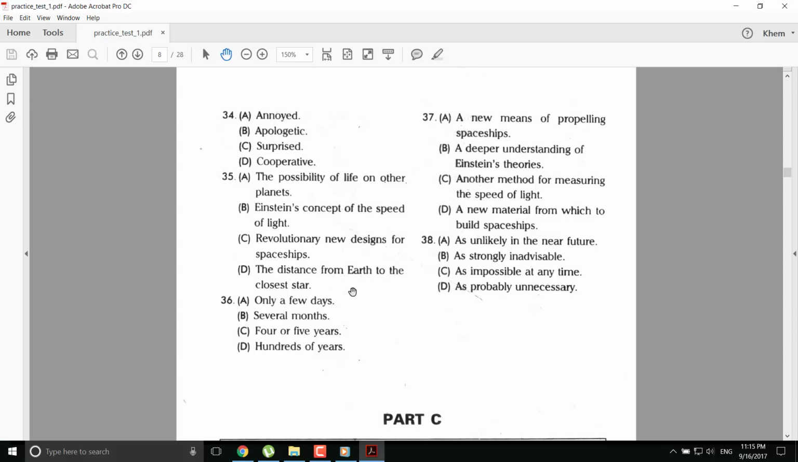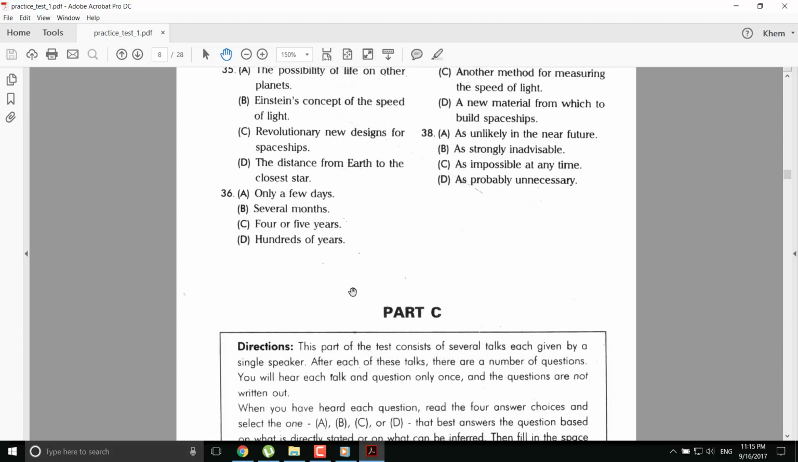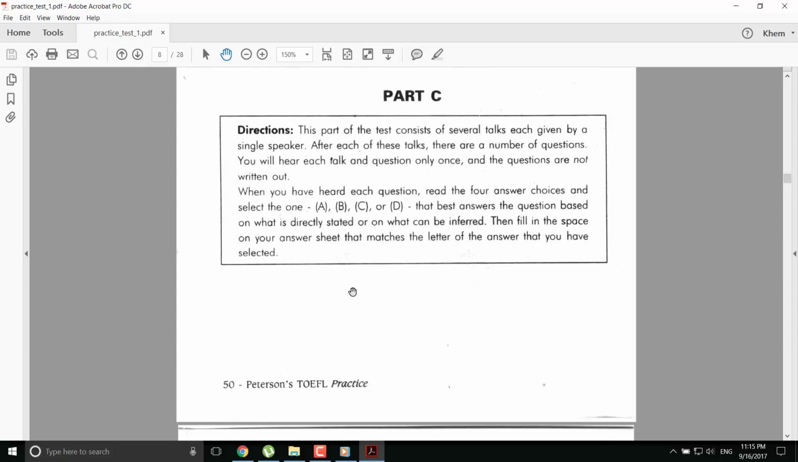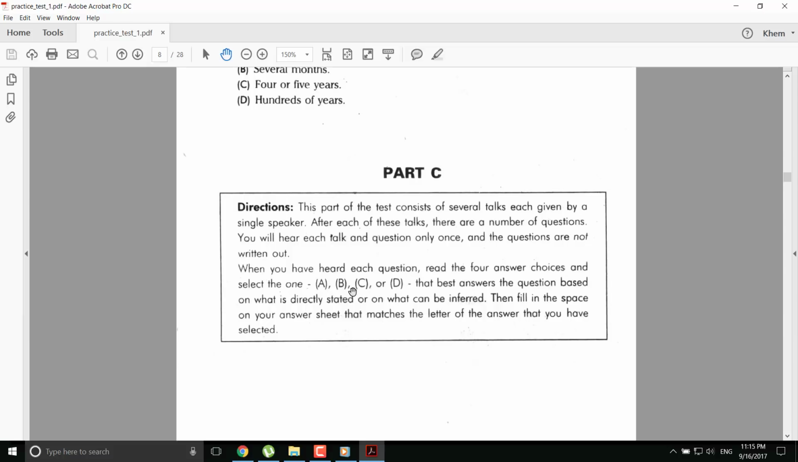This is the end of Part B. Go on to Part C. Now read along with the directions for Part C in your book as they are read to you on the tape.